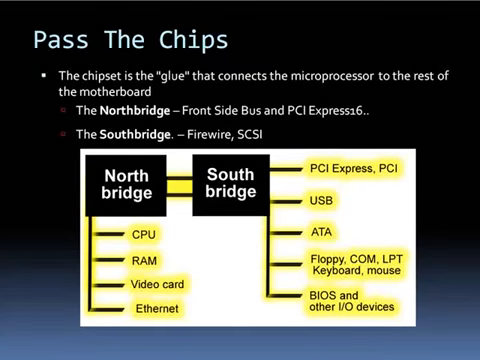Basically, the north bridge is often referred to as the front side bus. PCI Express 16 has moved over to the north bridge, whereas on the south bridge, FireWire, SCSI, and all these other things are running. Basically, the chipset is the glue that connects everything together.